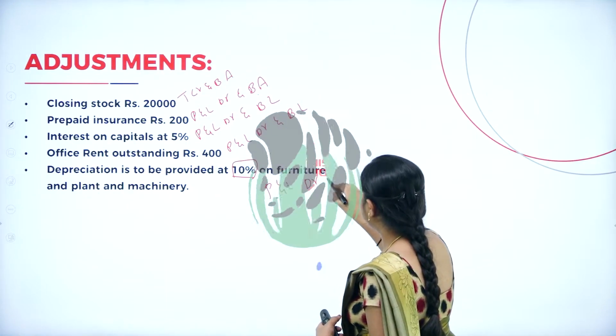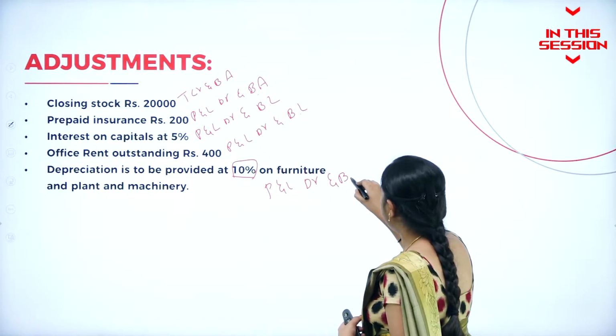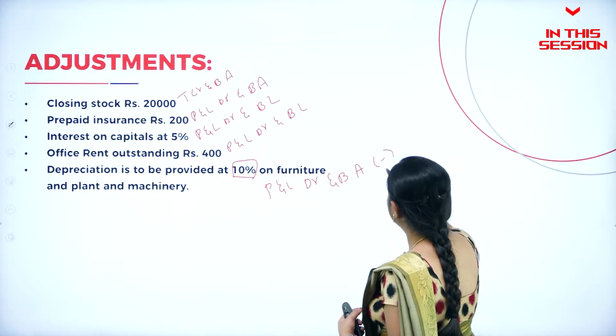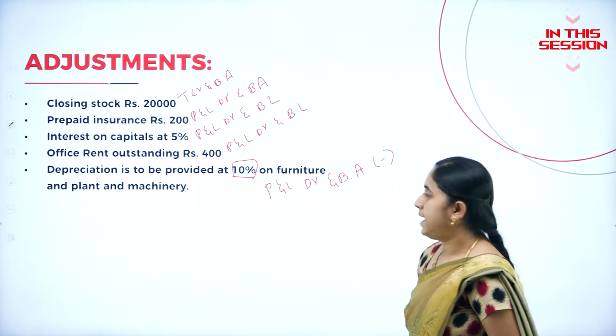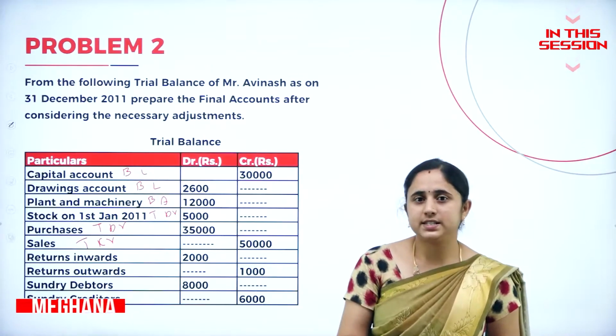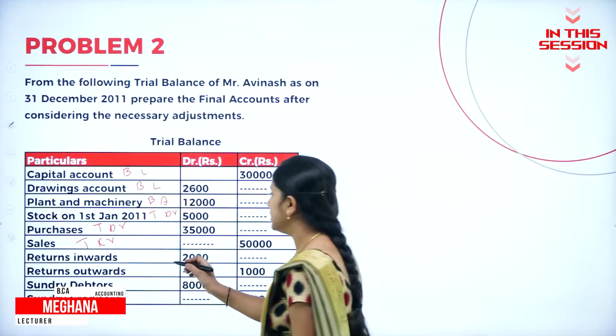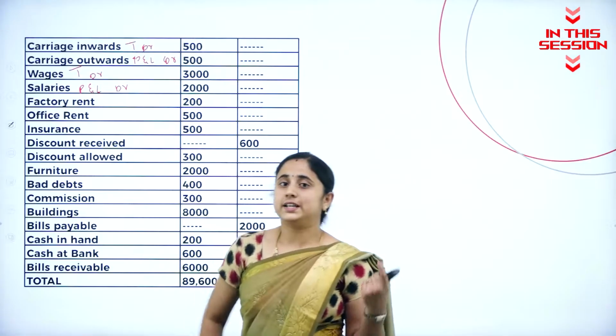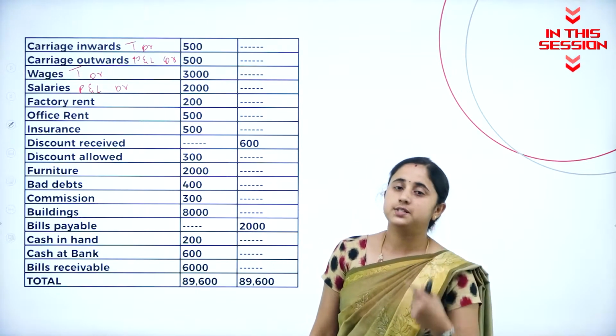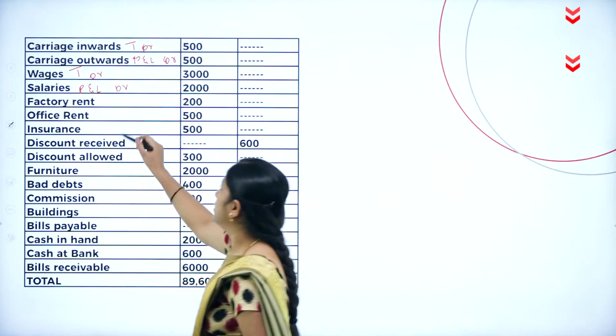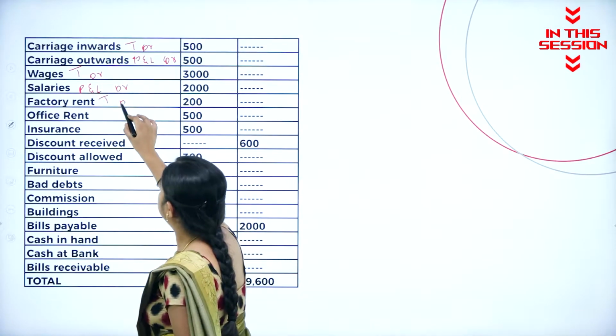Profit and loss account debit side, and again in balance sheet asset side you will deduct from furniture and plant and machinery. When you made a sale, then the return can come in, so that is sales return. Factory expenses. Factory expenses comes in trading account. So trading account debit side.